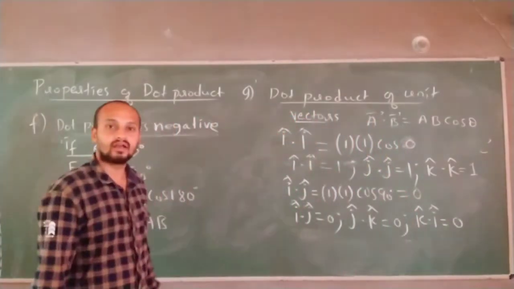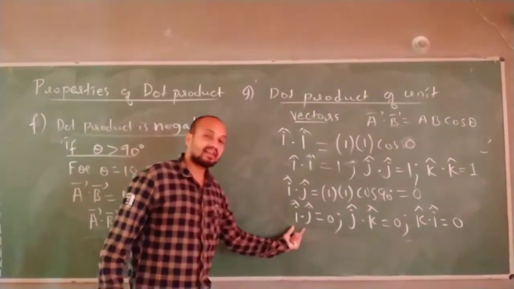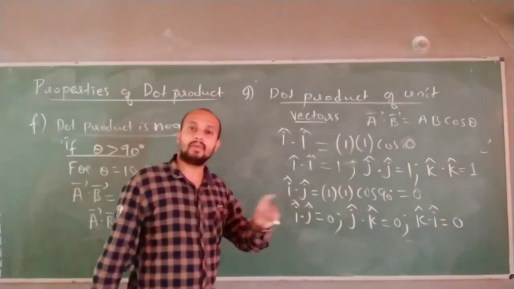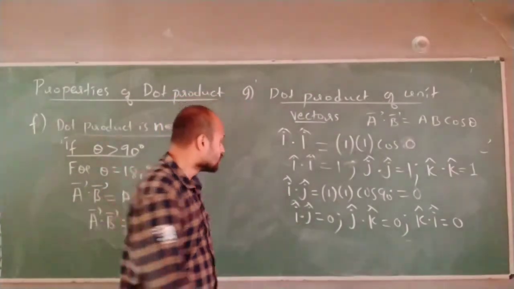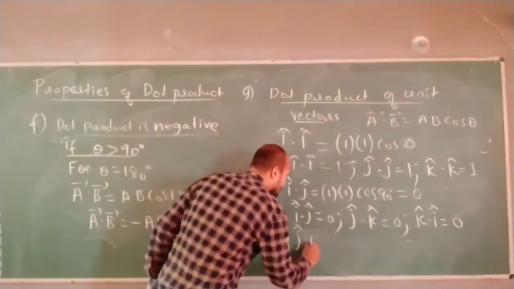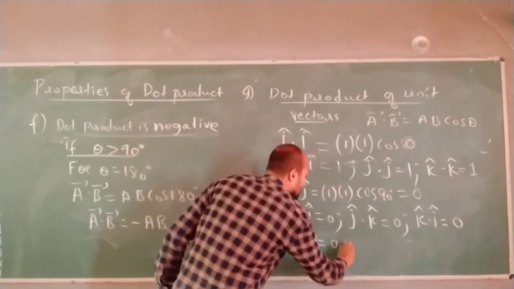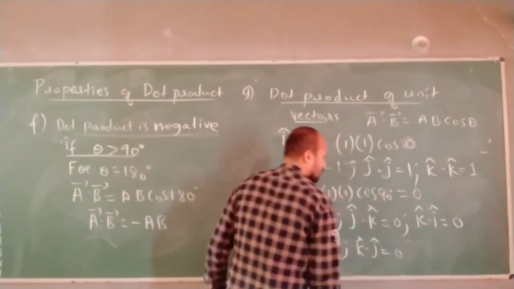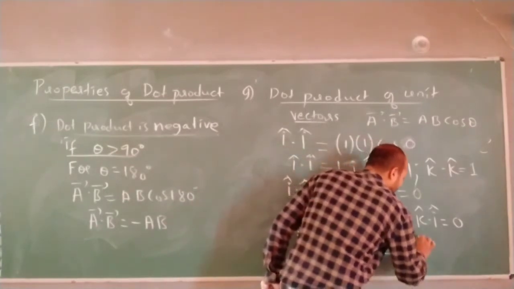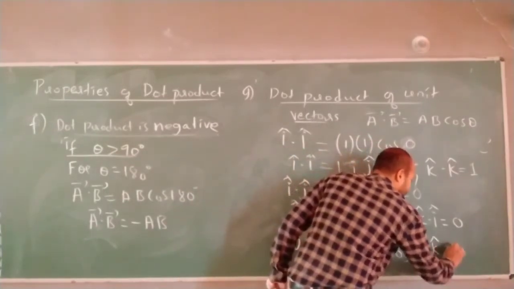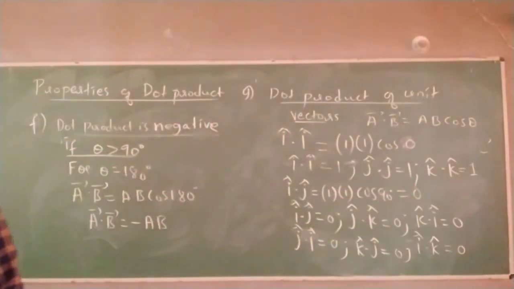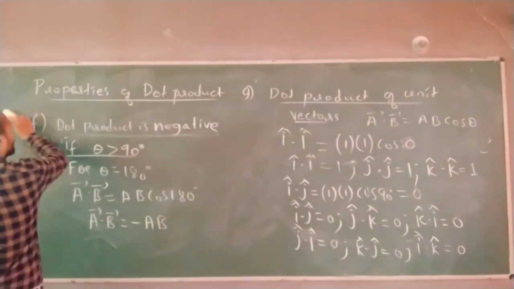Are you understanding? Since it obeys commutative law, what is that? A dot B will be equal to B dot A. So J cap dot I cap will be equal to 0. K cap dot J cap will be equal to 0. I cap dot K cap will be equal to 0. These are very important properties. This is what happens for the dot product of unit vectors.